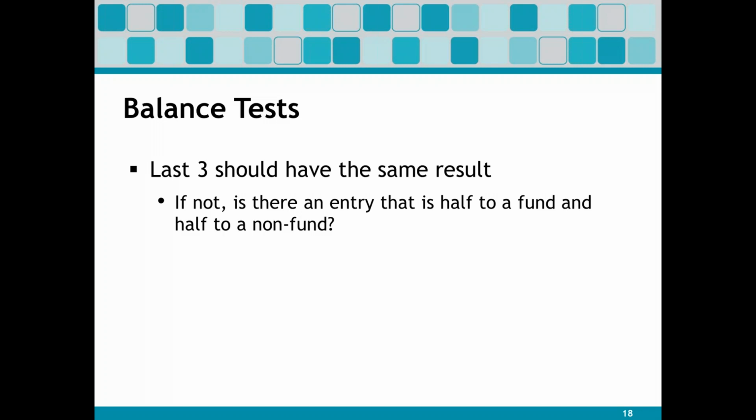Every year I'll get 3 or 4 people telling me the balance tests aren't matching. One of them will be different. Why? Usually what's happened is, if you do an entry in the middle of the year and you're going to debit one of the 6 funds, then the credit has to be one of the other 6 funds. You can't do an entry that's half to a fund and then half to either a receipt account, a disbursement, or an asset. So if you do one of those, that will throw off the balance test the next year.